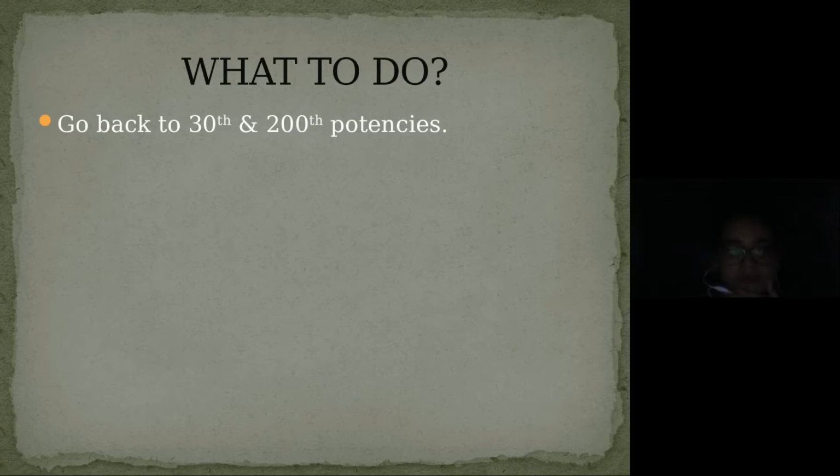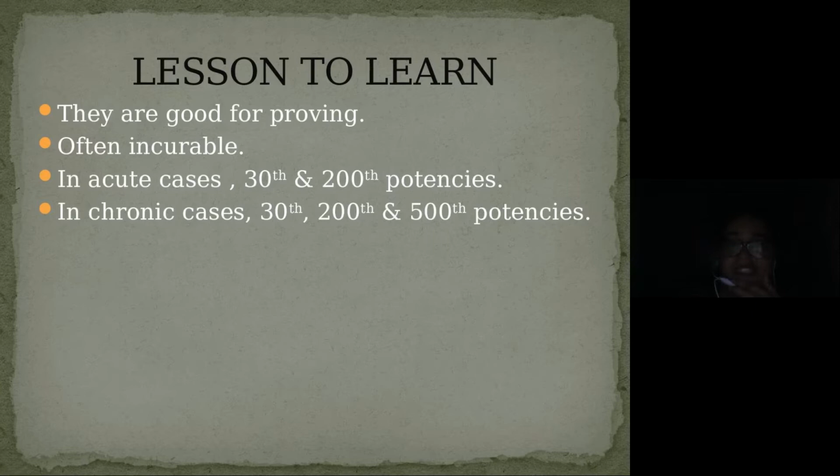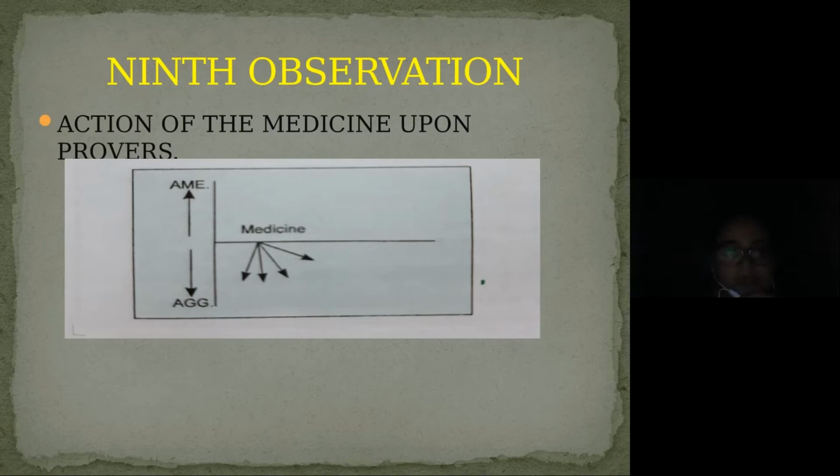So the lesson we learn is that idiosyncratic and hypersensitive patients are good for proving, and their cases are often incurable. In acute cases, if this eighth observation comes, we have to start with 30th and 200th potencies, and in chronic cases we can go for 30th, 200th and 500th potencies. So now comes the ninth observation. The ninth observation is about the action of the medicine upon the prover. In the eighth observation, there are some patients who prove every remedy they get. In the ninth observation, what is the action of the medicine upon the prover?